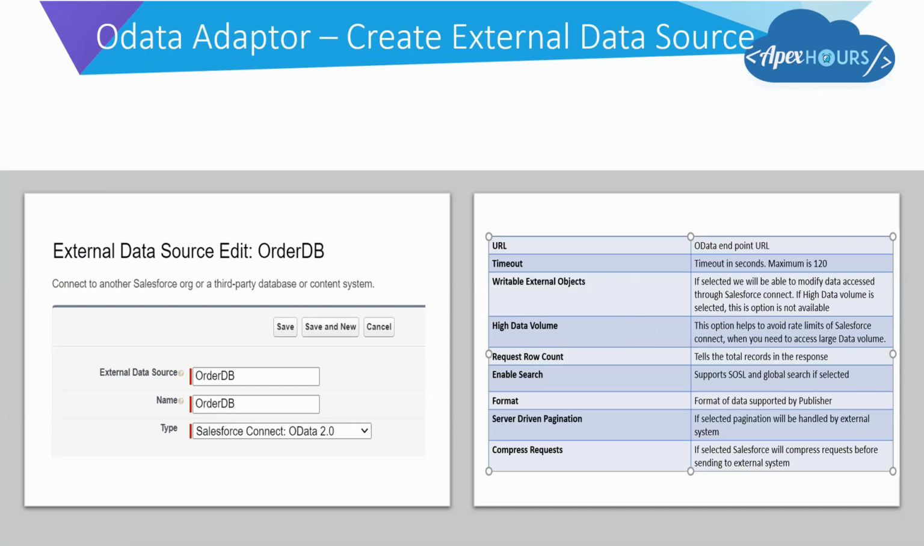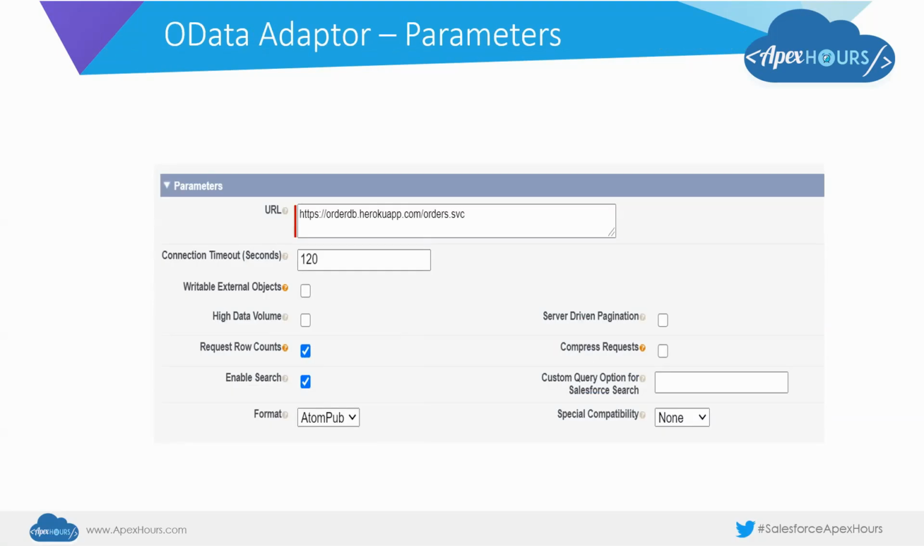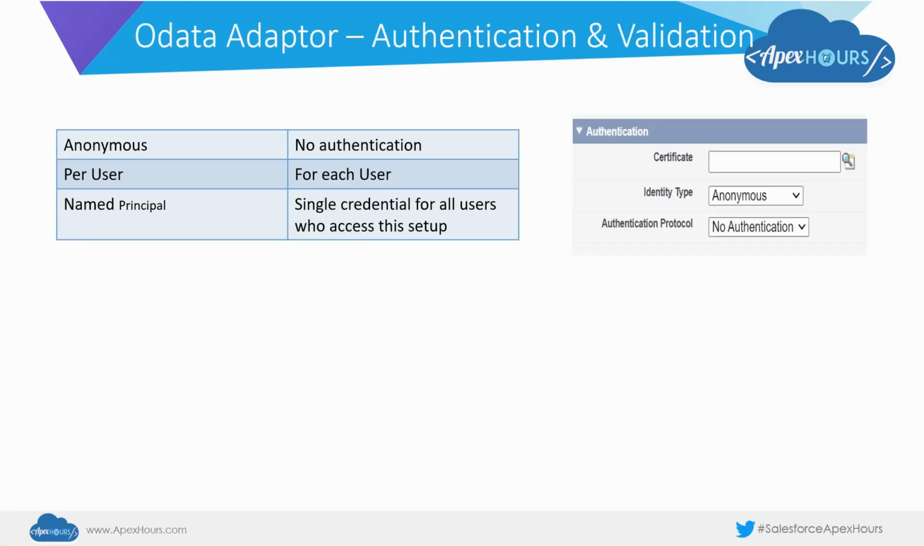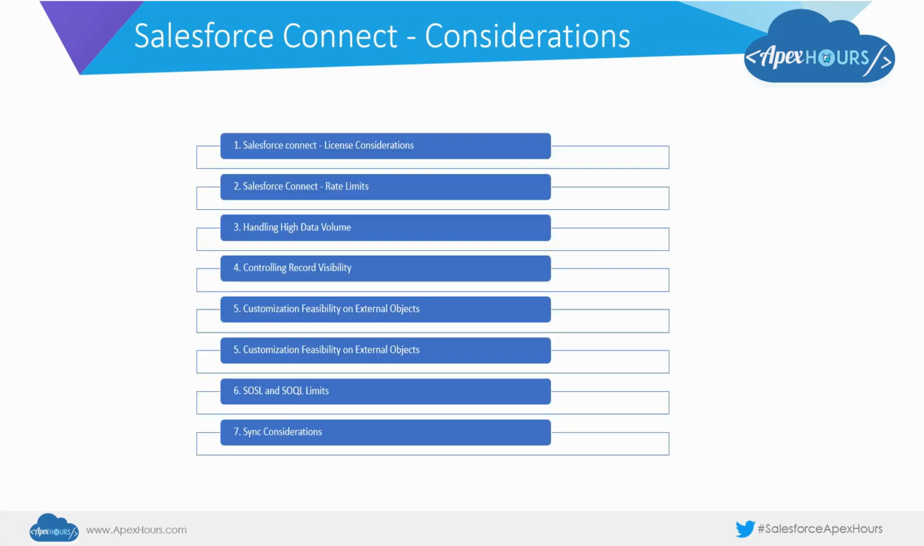So we have seen all these details, like the different formats, the different parameters that we need to give while creating a Salesforce Connect OData adapter, and the authentication approach. Also here it can be anonymous, per user, or named principal. Now in the next few slides we will see some considerations or limitations we need to take care of while deciding on Salesforce Connect as a solution option.